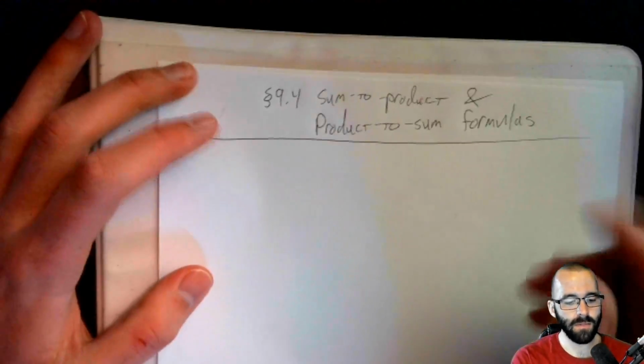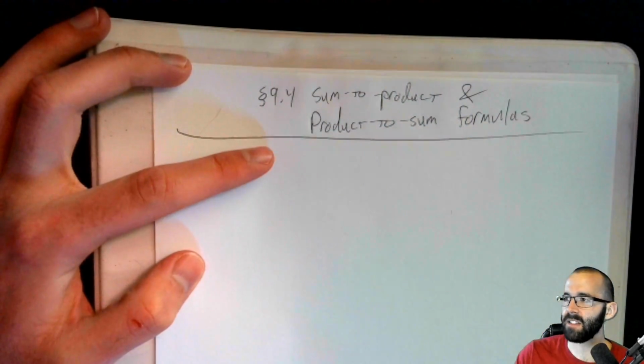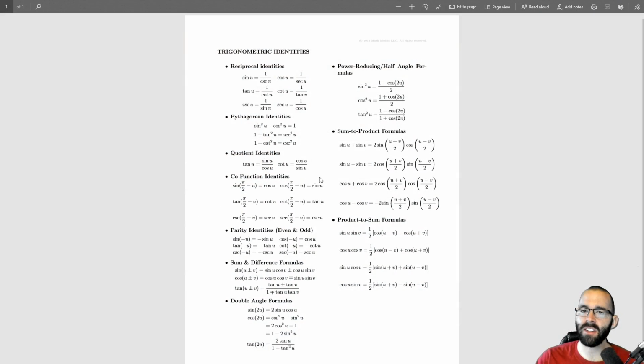Let's get going. Today we're going to be talking about 9.4, the sum to product and the product to sum formulas, which are these last two. And I know you're going to be very sad. Last two meaning no more identities after this. After this, we're going to start talking about trig equations, which we're going to have to use these existing identities.